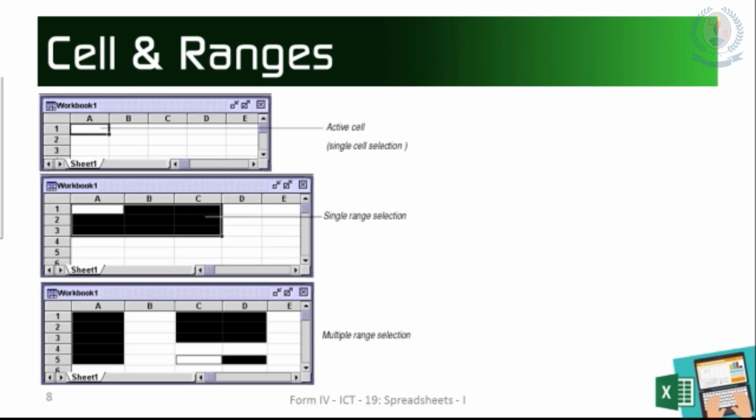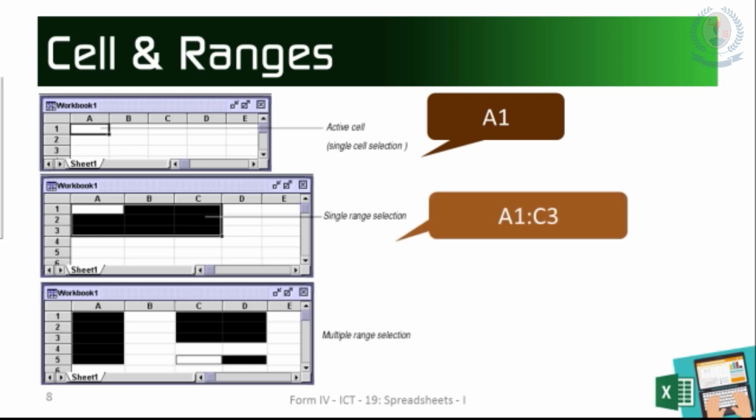When considering cells and ranges, the first picture shows only one cell selected. We call that an active cell. The name of that cell is A1. In the second picture, we can see we have highlighted a lot of cells. So it's a range, a single range selection, A1 to C3. You have to write it with the colon mark: A1 to C3.